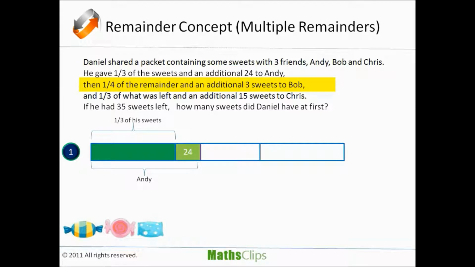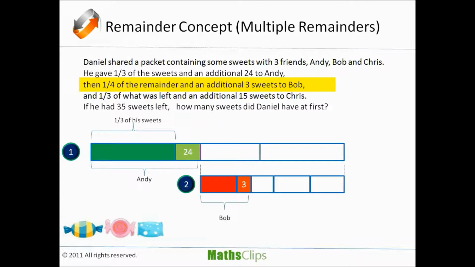Next part is then 1/4 of the remainder, and an additional 3 sweets to Bob. So the 1/4 of the remainder would start from here right through here. So 1/4 of that, we'll break that up into 4 parts and shade one part, and the additional 3 sweets, and label that for Bob.